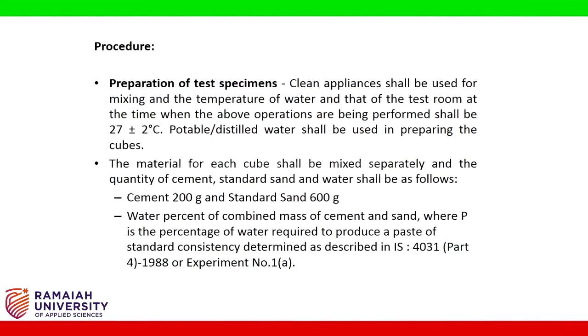The material for each cube shall be mixed separately, and the quantity of cement, standard sand and water shall be as follows: cement 200 grams and standard sand 600 grams. Water percent of combined mass of cement and sand, where P is the percentage of water required to produce a paste of standard consistency, determined as described in IS 4031 Part 4 1988 or experiment number 1A.